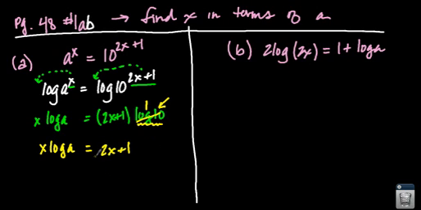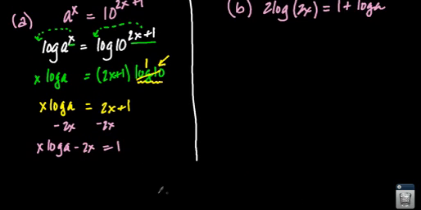At this point we need to get all the x's together, and get a and everything else on the other side. My first step is to subtract 2x from both sides, because if I want to get the x's together, I have to have them on the same side. Then we're going to factor, because we have x in both terms, so we can factor out the x. So I pull x out front and end up with x times quantity log a minus 2 equals 1.